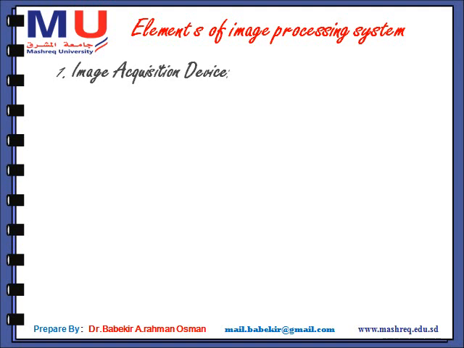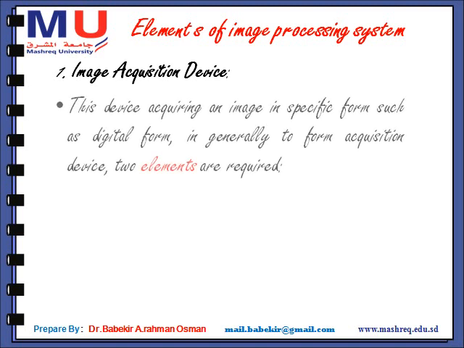Elements of the image processing system. The first important element is the image acquisition device. This device acquires an image in a specific form, such as digital form. In general, the acquisition device is constructed from two elements. The first one is the physical device, and the next one is a digitizer.